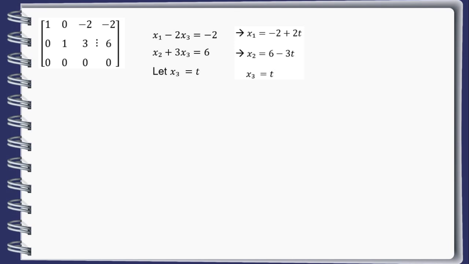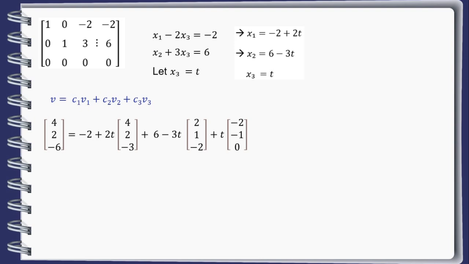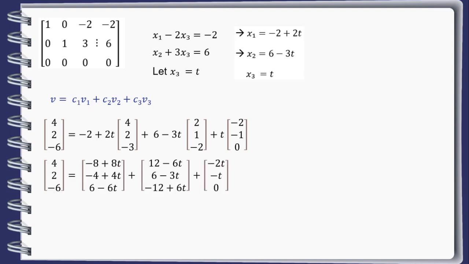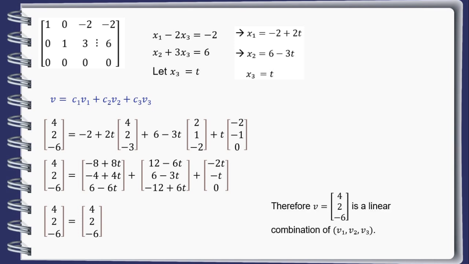From the definition a while ago, V is a linear combination if it takes this form. Working this out using scalar multiplication, we arrive at this, and then performing the addition operation, we have this final result. Notice that the right-hand side and the left-hand side are the same. Therefore, we can say that V is a linear combination of vectors V1, V2, and V3.